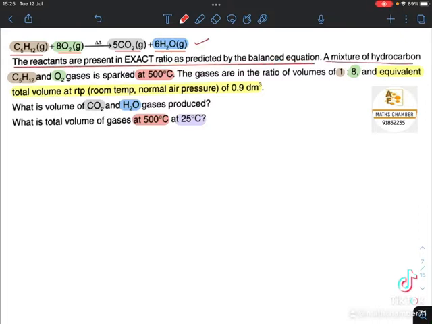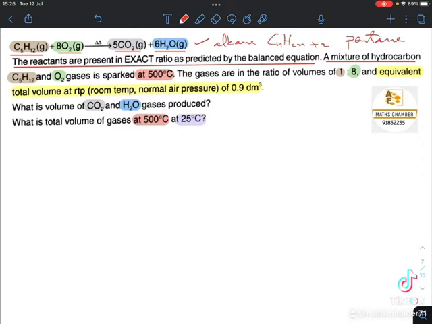A mixture of hydrocarbon, as you know, the hydrocarbon that is your C5H12, that is your pentane, is a member of the alkane family, right? What's the general formula for alkane? CnH2n+2, where n is equal to 5. That will give you your pentane.